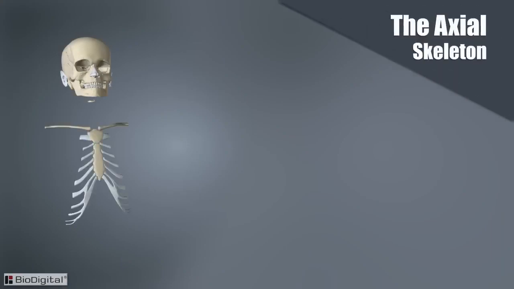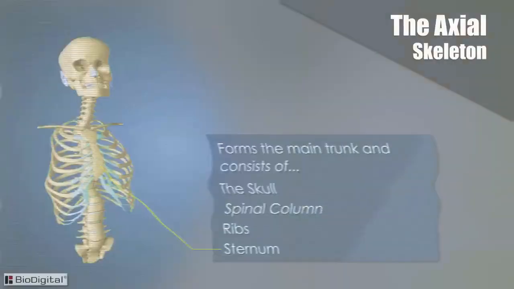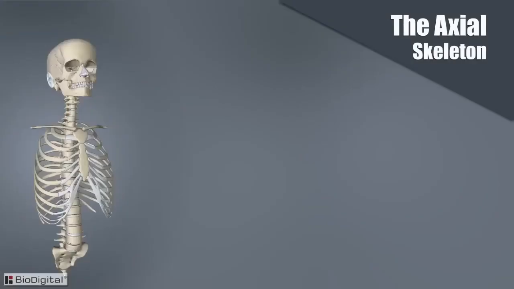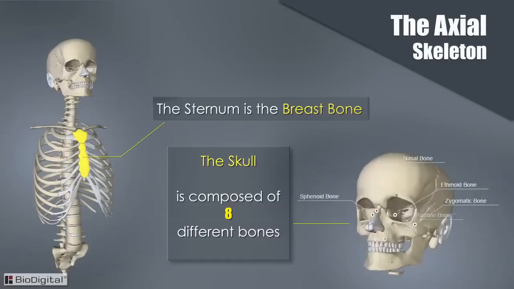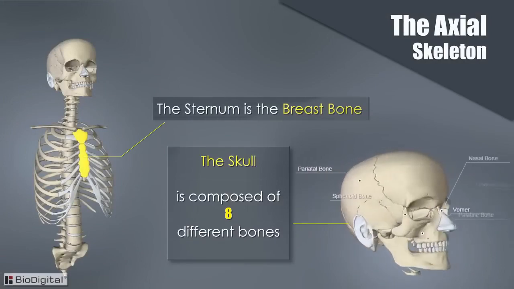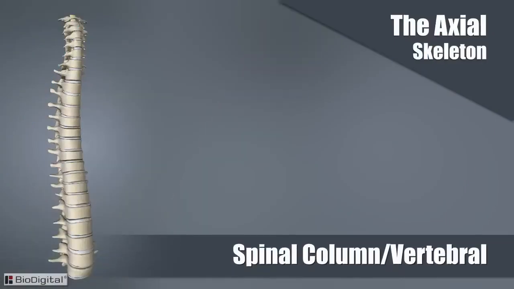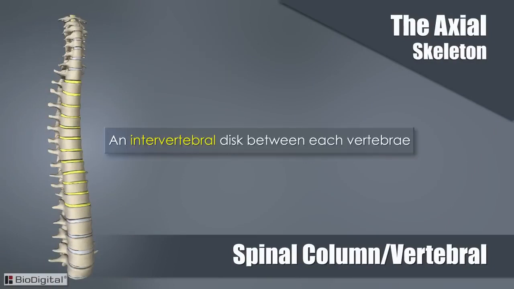The first section we'll cover is the axial skeleton. This forms the main trunk of the body and consists of the skull, spinal column, ribs, and sternum. The sternum is the breastbone, and the skull is composed of 8 different bones. The spinal column is also known as the vertebral column. There are 26 vertebrae in the spinal column and an intervertebral disc between each.